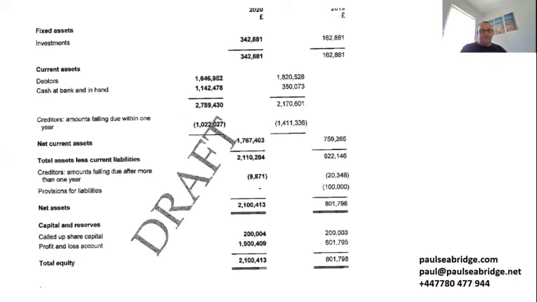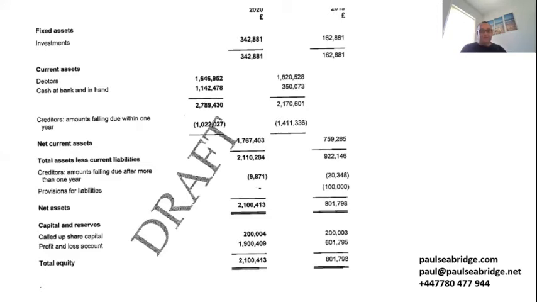You can see their current assets. They have debtors of 1.6 million, cash in the bank of 1.1, which gives total current assets of 2.7 million. Creditors, amounts falling due within 1 year, or current liabilities, of around £1 million, and that gives their net current asset position, which is their current assets less their current liabilities, of 1.7. So total assets less current liabilities is 2.1.